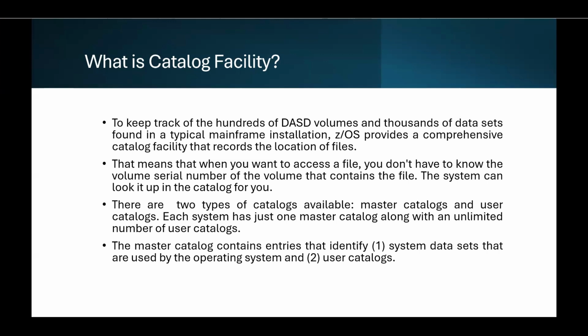Yes, so we have all the records regarding the location of the file. Whenever you want to access any file, you don't have to provide any volume serial number. As I have shown in some examples in my JCL, I don't provide the volume serial number when I want to access a file, because it is cataloged. The catalog facility will provide all the information regarding the volume serial number automatically.